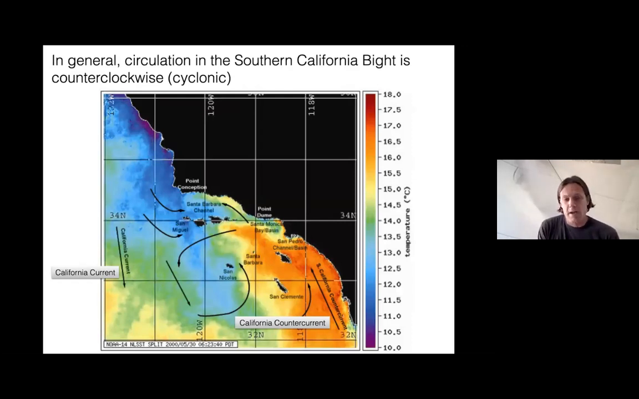There's the cold California Current moving from north to south offshore of Point Conception, and the California Countercurrent bringing warm water up from Mexico, from San Diego, and then up through the Santa Barbara Channel. In general, the Southern California Bight as a whole and all of the sub-basins have these same cyclonic flows within them. And of course, this creates a very interesting gradient in temperature and nutrient availability.